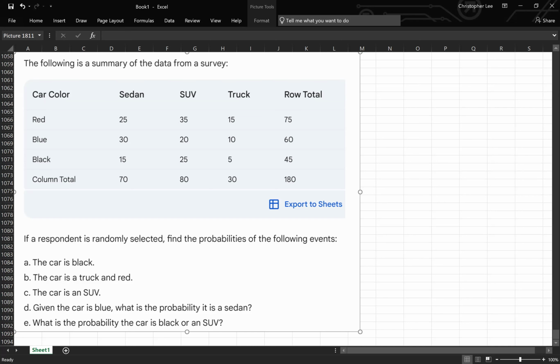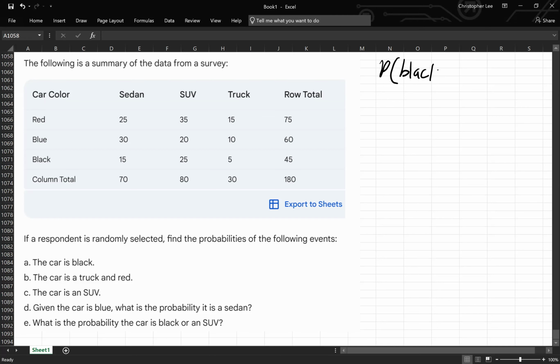So for the last one, it'll be 45 over 180. So the probability of black is equal to 45 over 180. I agree. That's good. Okay, so what about the probability of truck and red? Sorry, truck and red. 15 over 180, good.